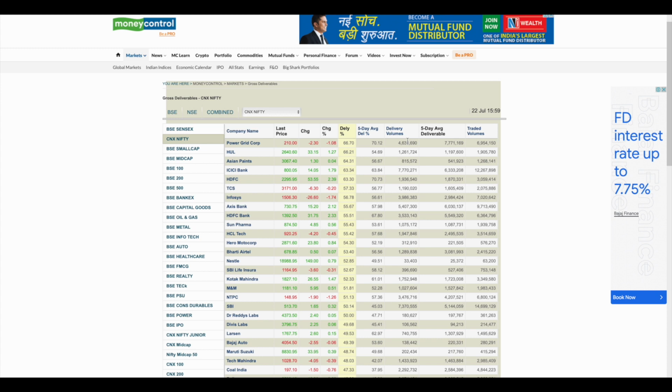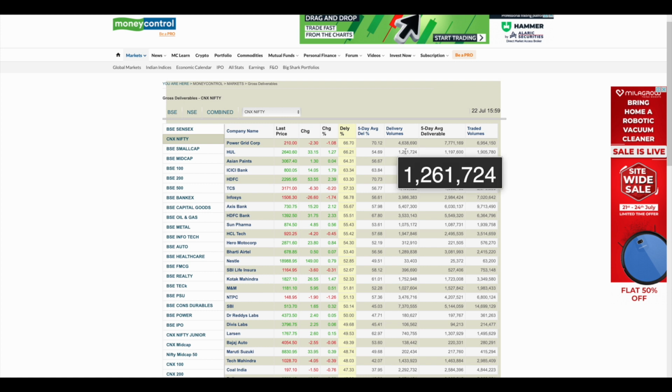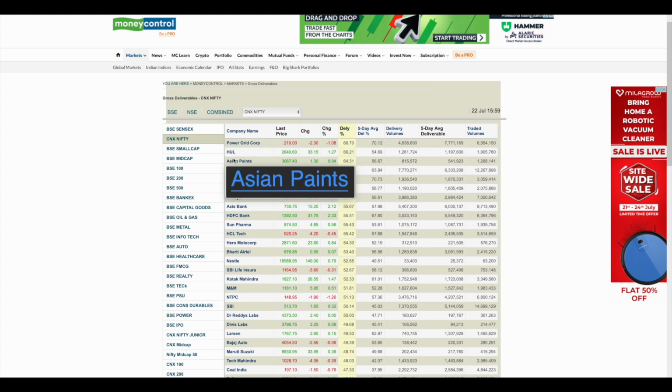Now huge volume of delivery, who can take? Big players, right? We cannot move the market. Big players can move. Same way for HUL, if you see, the total traded volume for the day is 19 lakhs. Out of 19 lakh, 12,61,000 is taken as delivery. This requires huge amount of money, isn't it? So what we need to do is concentrate on the top 4 to 5 stocks where huge amount of interest is shown by big players.